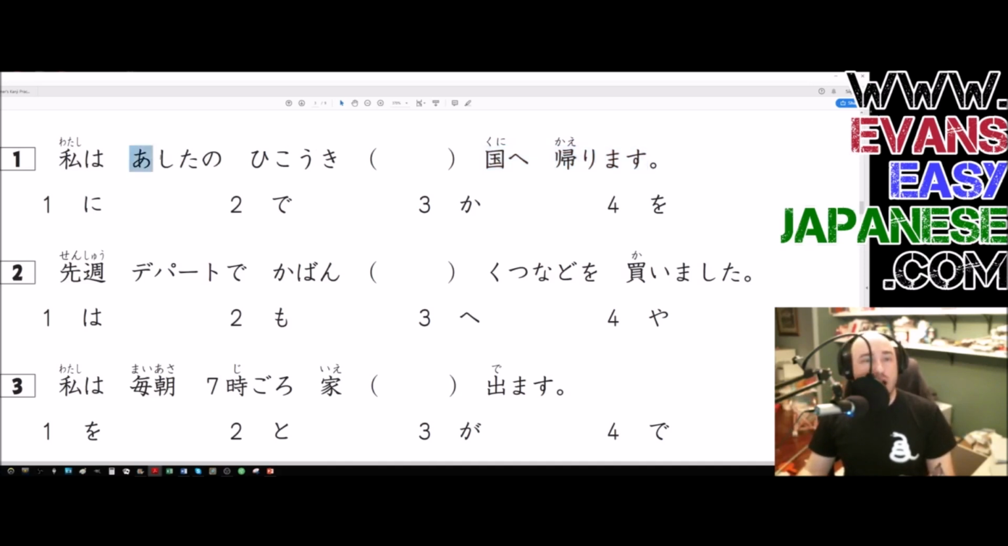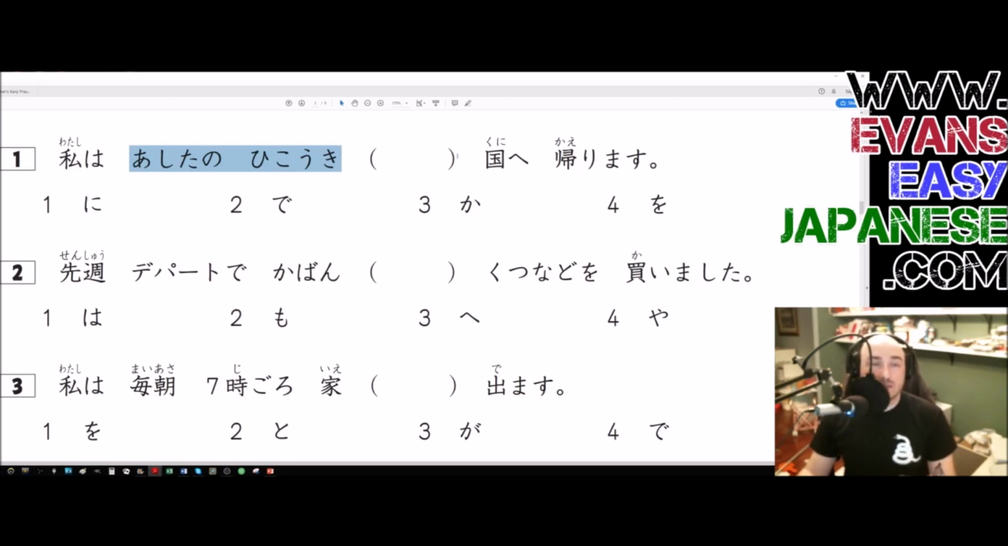Okay, and then we have ashita no hikouki. You might be wondering why I started with ashita. It's because of this no particle. The no particle is used in between two nouns to modify the later noun in terms of the first noun. So this is a hikouki, an airplane, and it's being modified by the word ashita, which is tomorrow. So, as for me, I will be returning to my country something. Tomorrow's airplane is basically what the sentence is.